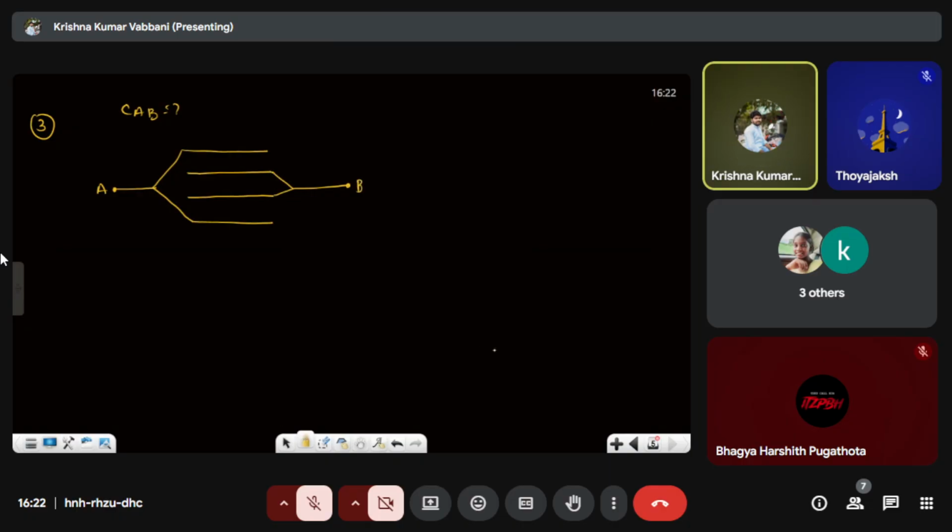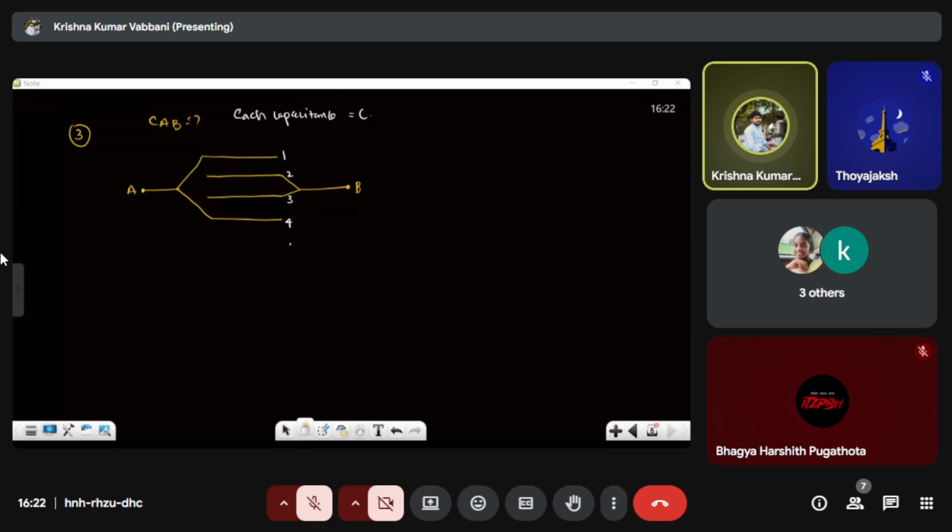So how to solve this problem? Could you please tell me how to solve this problem? You have to give the potentials to the plates 1, 2, 3, 4. Let's take each capacitance equal to C. Try it once. You will get stuck somewhere, at some point you will stop. The options are: option A, epsilon naught A by D; option B, 2 epsilon naught A by D; option C, 4 epsilon naught A by D; option D, 6 epsilon naught A by D.